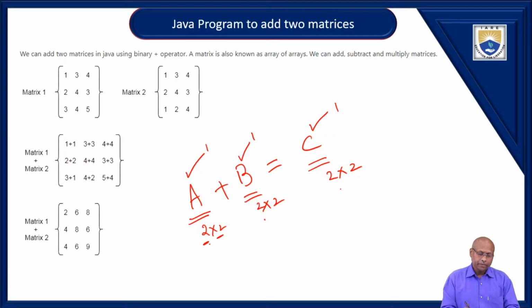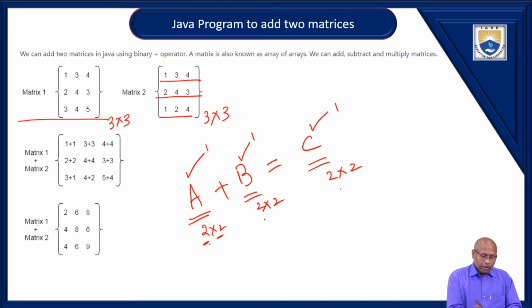That is called dimension. Now, matrix 1 is given as 1, 3, 4, 2, 4, 3, 3, 4, 5. This is a 3x3 matrix, which means it is a 2-dimensional array with row size 3 and column size also 3. Similarly, matrix 2 is also a 2-dimensional array: 1, 3, 4, 2, 4, 3, 1, 2, 4. This is also a 3x3 matrix. Now, if you want to add 2 matrices, how will you add?